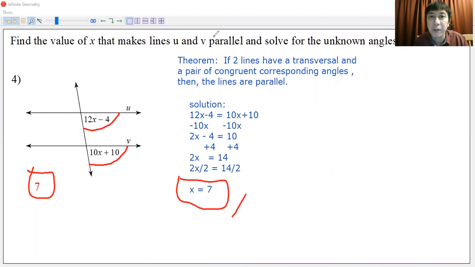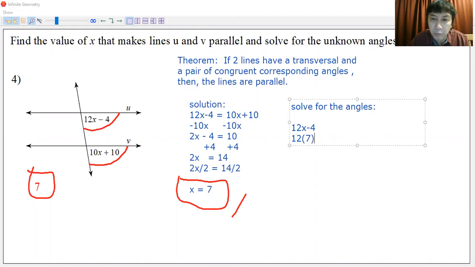How about solving for the angles? Let us solve for the angles. And we have 12x minus 4. 12x means 12 times the 7. And then we subtract the 4. That looks like 84 minus 4. We have 80 degrees. And that's for the first angle.